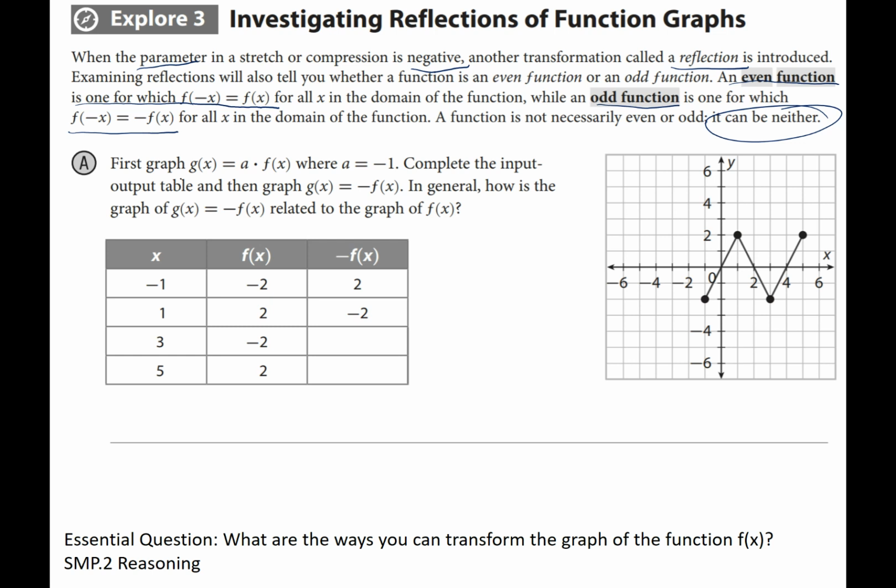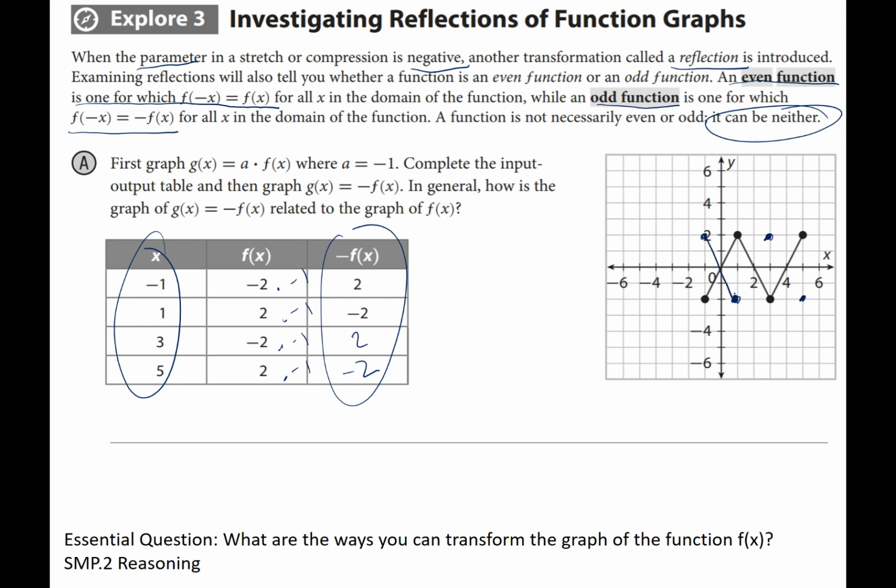First we have this graph where a is -1. Complete the input and output table. Basically all I'm doing is multiplying by -1, so we're going to swap our signs. 2 multiplied by -1 gives us -2. Let's plot these x values and y values: -1, 2; 1, -2; 3, 2; and 5, -2.